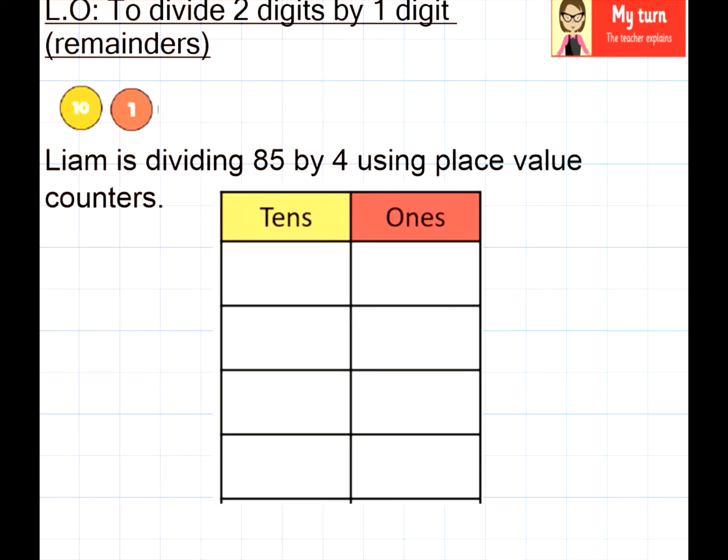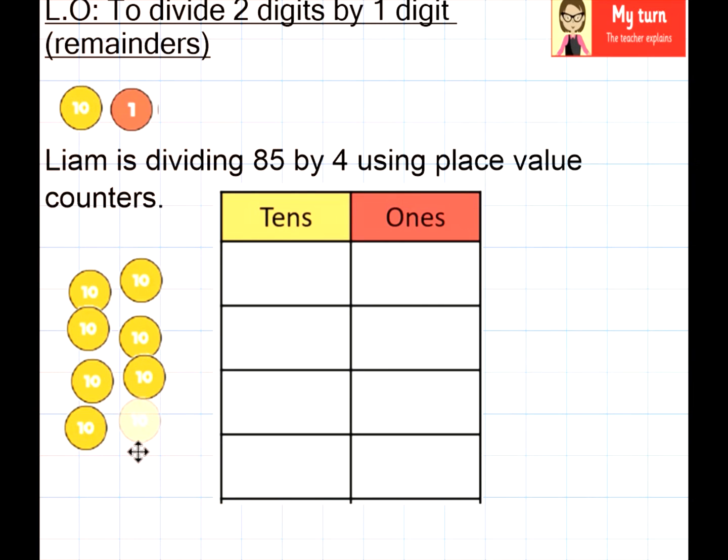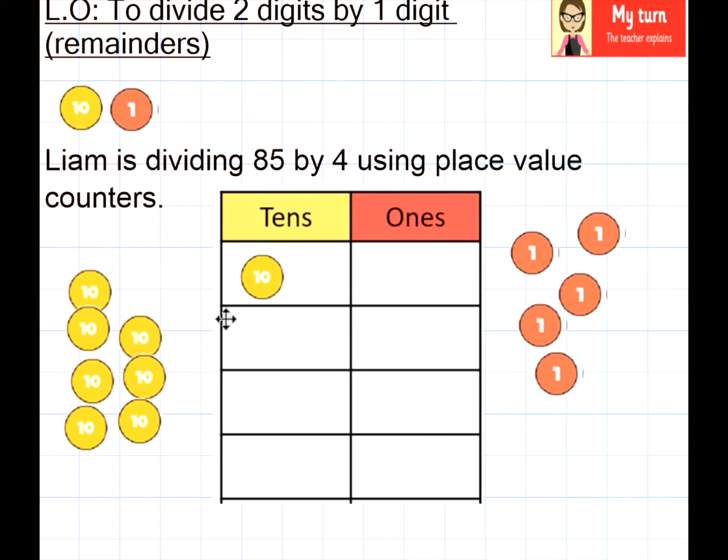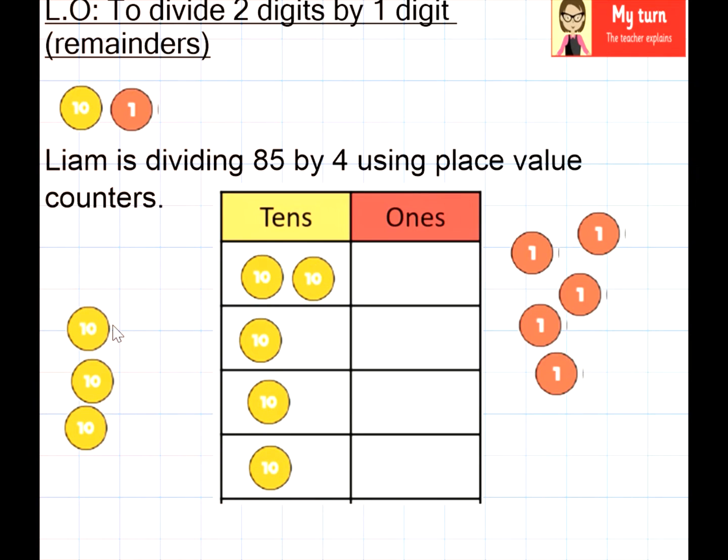Now it's my turn. This question says, Liam is dividing 85 by 4 using place value counters. So the first thing I need to do is grab 8 tens. Okay, I have 80 and he said it's dividing 85, so I need 5 ones. Okay, let's share this out into the tens. Okay, I can see that in each of the tens column I'm going to have 2 tens.